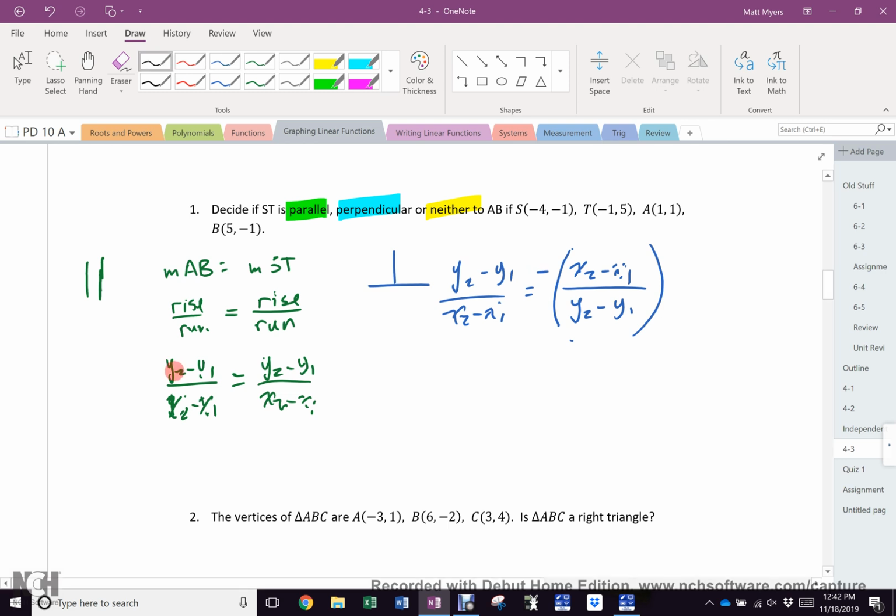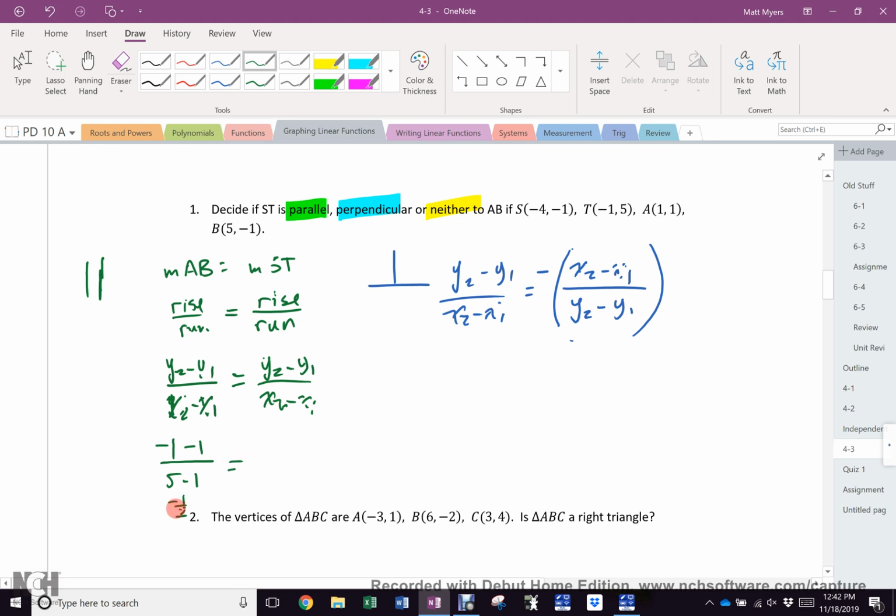So what goes in for y2 on AB? On AB. Negative 1. Okay, negative 1. Oh, I should be doing that in green. Sorry. Negative 1. That means this is y2, correct? So what is the y1 that we are dealing with? 1. Negative 1 minus 1 over 5 minus 1, which is what? Negative 2 over 4, which is what? Negative 1/2. Everyone agree? So this side is negative 1/2.